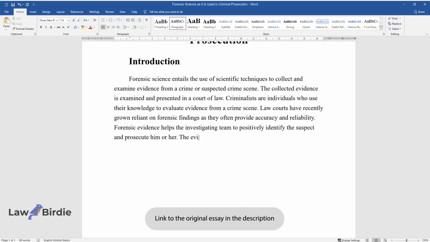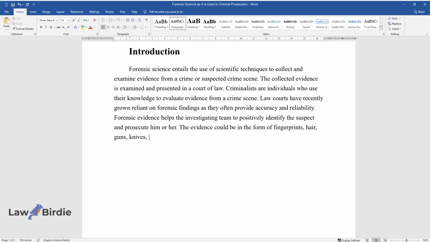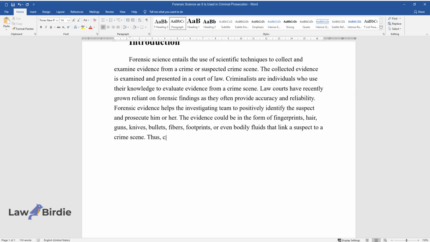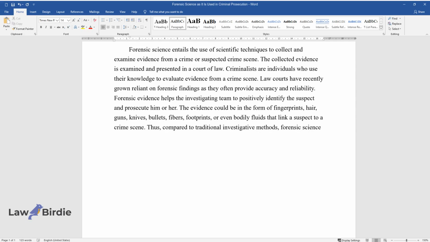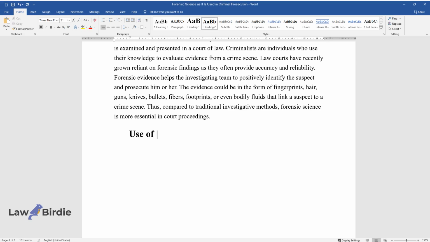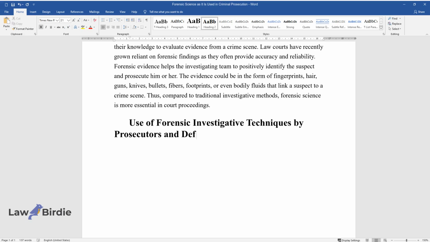The evidence could be in the form of fingerprints, hair, guns, knives, bullets, fibers, footprints, or even bodily fluids that link a suspect to a crime scene. Thus, compared to traditional investigative methods, forensic science is more essential in court proceedings. Use of forensic investigative techniques by prosecutors and defense attorneys.